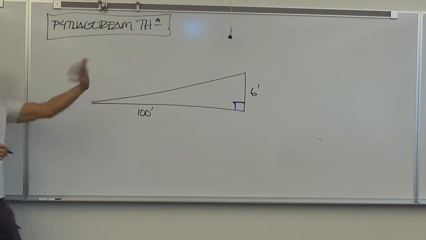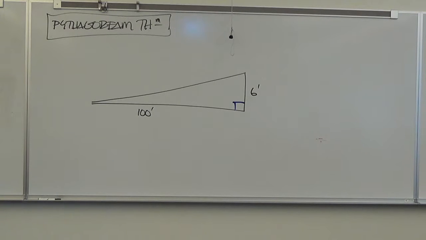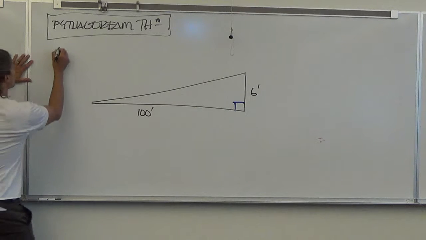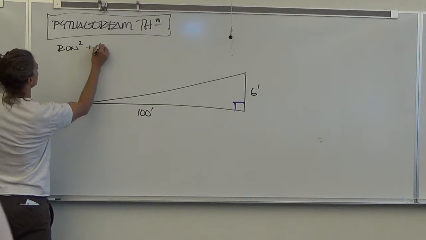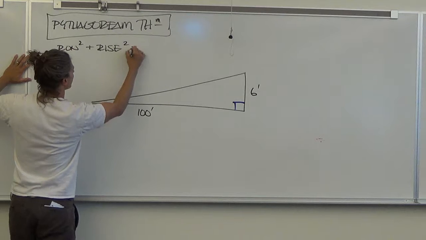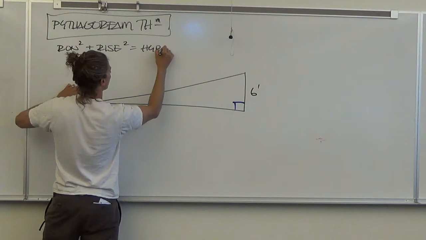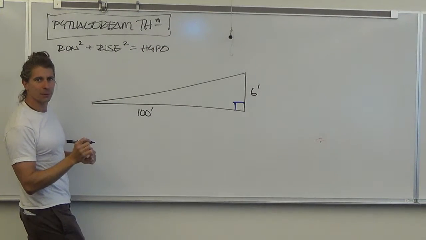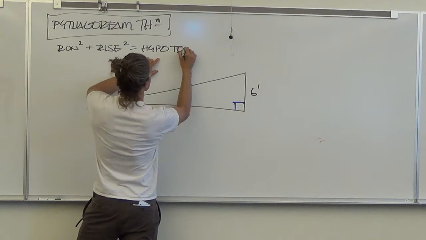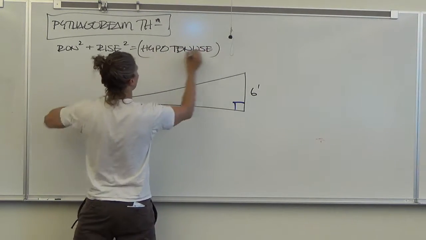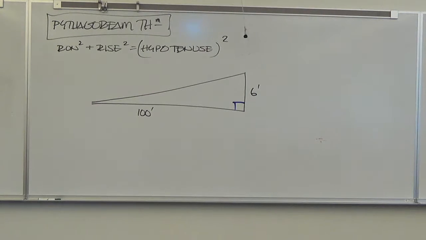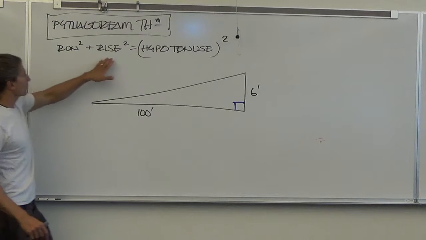You probably remember it as a squared plus b squared equals c squared. Not a problem with that. I'm going to rephrase it, though, using our new language. Run squared plus rise squared equals hypotenuse squared. You guys like long side better, don't you? Well, I already started writing hypotenuse. Hypotenuse is a fun word. So if you know 2 of them, you can find the third. Fair enough?